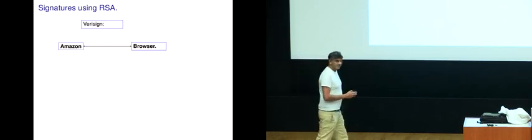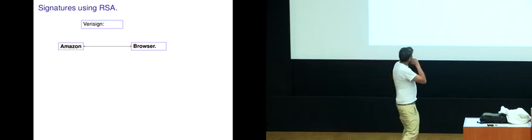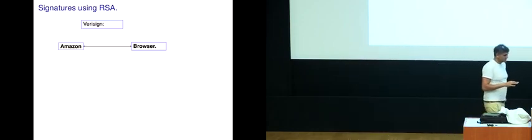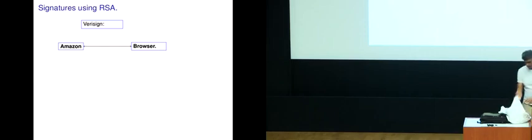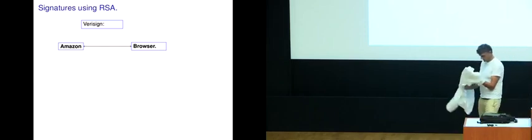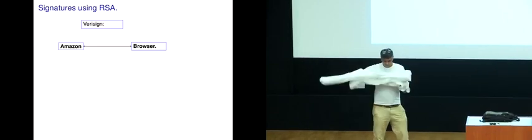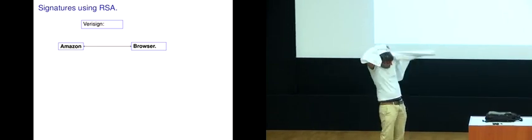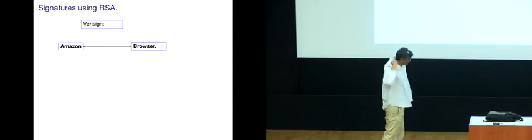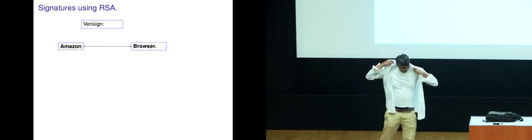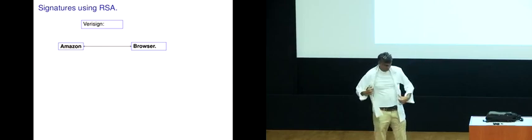Okay, so now the next thing is these signatures, right? So there's this notion of signatures, and so let's try to cover up my gut here. You don't have to see that. Okay, signatures are another thing you can do with RSA.